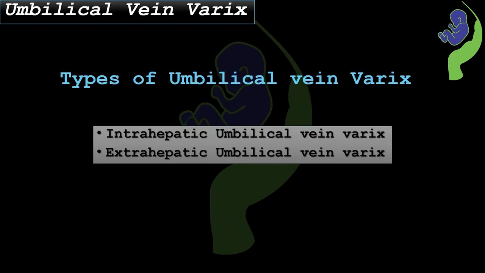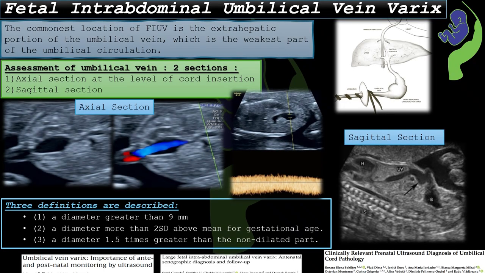Umbilical vein varix is nothing but the abnormal dilatation of the umbilical vein. It can be either intrahepatic or extrahepatic. The umbilical vein varix may occur due to narrowing of the umbilicus, weakness of the vessel wall, or dilatation of the vein after compression or partial loss of smooth muscle in the vessel wall. Focal dilatation of intra-abdominal subhepatic portion of the umbilical vein is termed as fetal intra-abdominal umbilical vein varix.